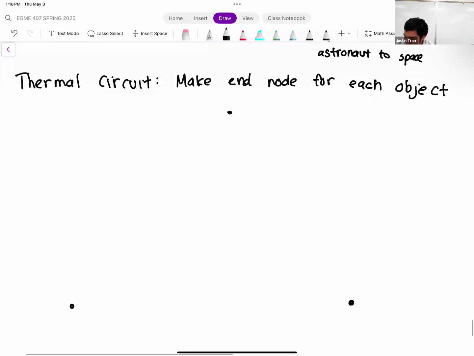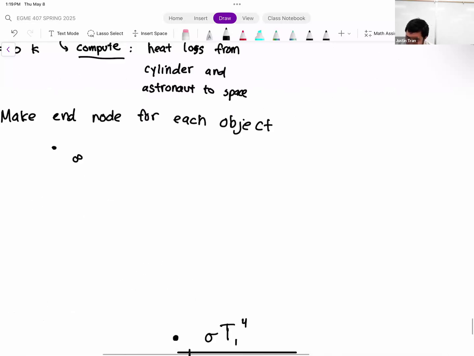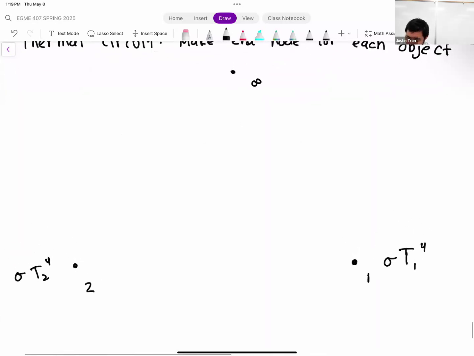So I have my 3 nodes here. The one on the bottom right is going to represent the astronaut. The one on the bottom left is going to be the cylinder, number 1. And the one up here is going to be deep space. For each of these nodes, you write out the total emissive power of that object, which is sigma T to the 4th power. So for node 2, we have sigma T2 to the 4th power. And up here, for deep space, we have sigma T infinity to the 4th power.